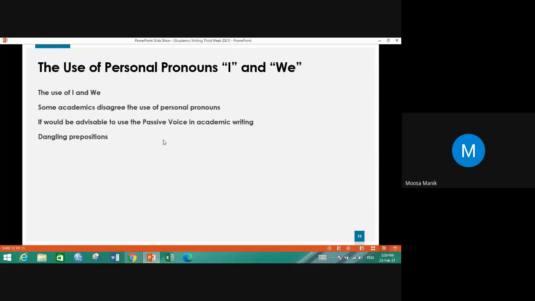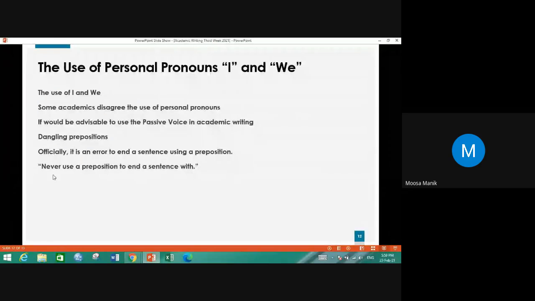Dangling prepositions. Make sure that prepositions do not appear at the end of a sentence. I'm going to give you a good sentence here. Officially, it is an error to end a sentence using a preposition. Look at the example here: Never use a preposition to end a sentence with. How do you like that? Here, somebody is saying don't use prepositions to end a sentence, and then it is written, never use a preposition to end a sentence with. And with is a preposition. Well, it's quite funny. I think that's all for the night.